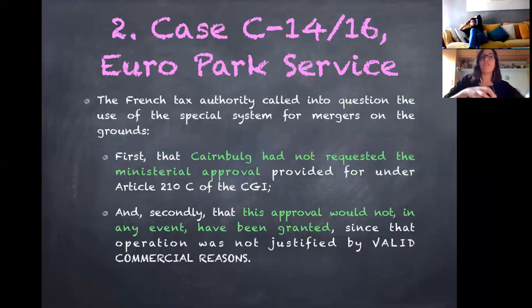The French tax authority called into question the use of the special system for mergers for the following reasons. First, that the French company had not requested the ministerial approval provided for under the domestic legislation. And secondly, that this approval, if requested for Kernburg, would not in any case have been granted, because the French tax authority understood that the operation was not justified by valid commercial reasons. So the main aim of the reorganization was tax avoidance or tax abuse.